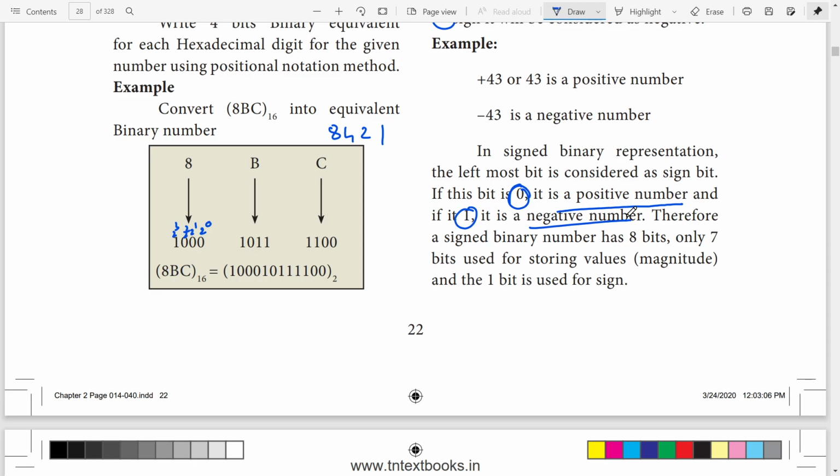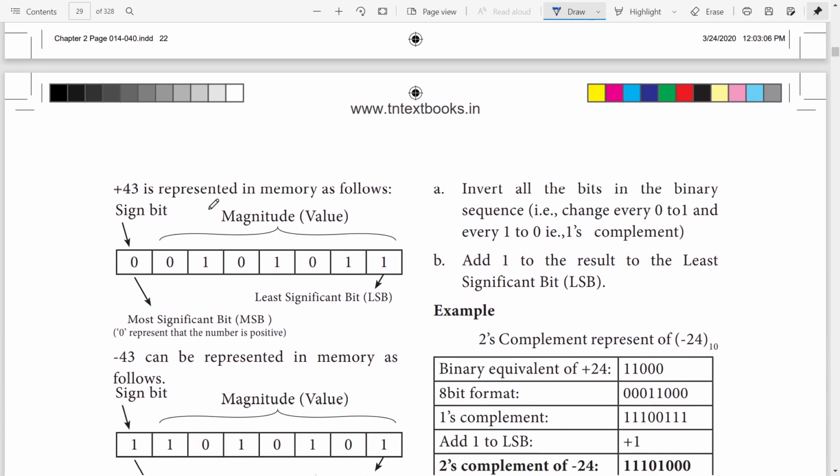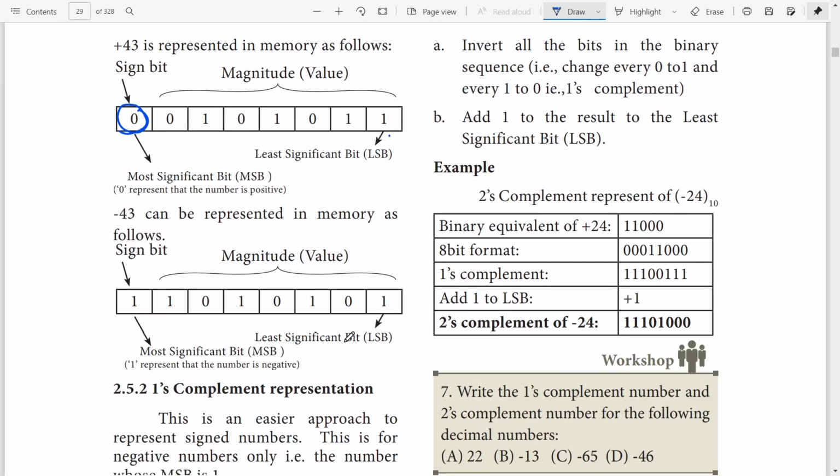Therefore, if a signed binary number has 8 bits, only 7 bits are used for storing values, and the first bit is used for sign. 43 is represented in memory with the first bit 0, and the remaining bits are the value of 43. See, for negative 43 the first bit is 1 and the value remains the same.